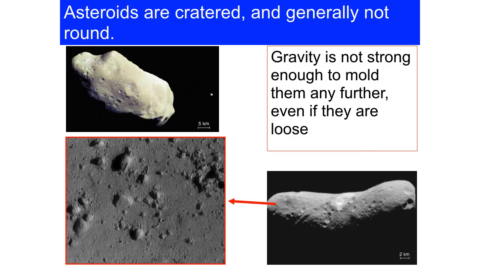Now, as I mentioned, asteroids get cratered, and they're generally not round. If they are a rubble pile but not big enough, they won't form themselves into a spherical object. They'll remain potato-shaped until their next big collision, and until they get a big collision, they'll acquire and accumulate craters. All right? So you can get cratered up even if you're loose.